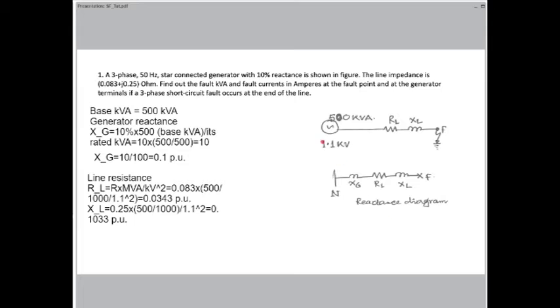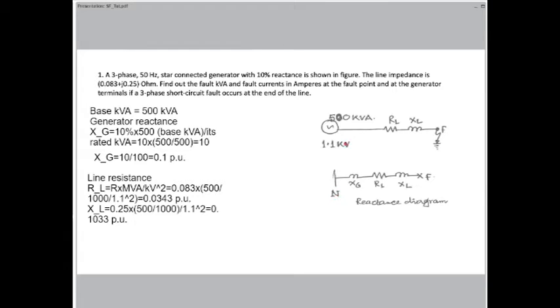So what do we start with? We start with the left hand side, meaning the generator. We always start with the generator. So there will be a neutral of the generator. It's a star connected generator, so there will be a grounded neutral. We show that with a vertical, sometimes a horizontal bar. That N, capital N, is the neutral of the generator. Sometimes we call it the reference bus as well, or the neutral bus.